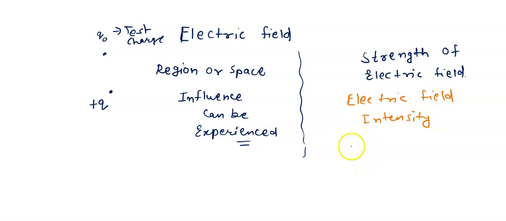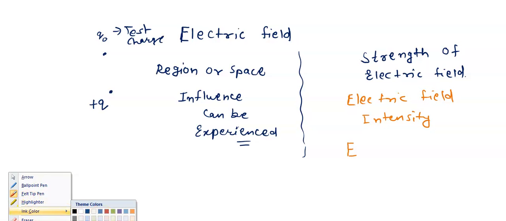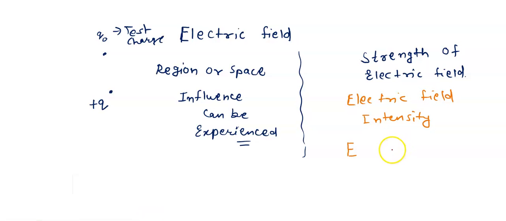Okay, and how do we define it? Suppose we have to find the electric field strength at a point. For that, we define it like this: electric field intensity at a position R is given by the force experienced at that position by a unit positive test charge. This is how we define it.